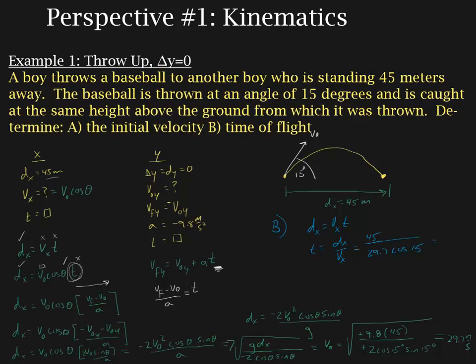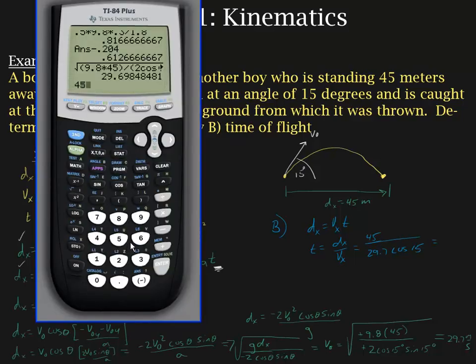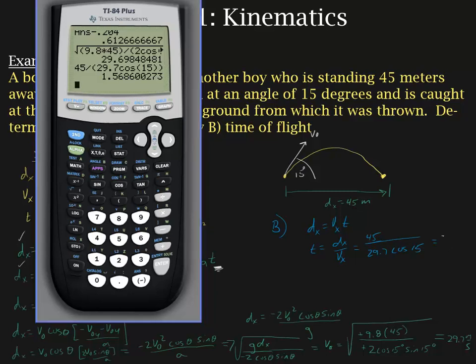So we get our calculator out. 45 divided by 29.7 times the cosine of 15 degrees, and we get 1.56 seconds.